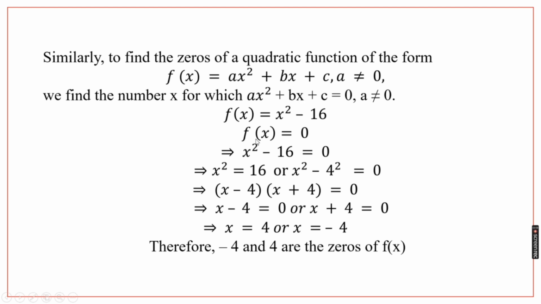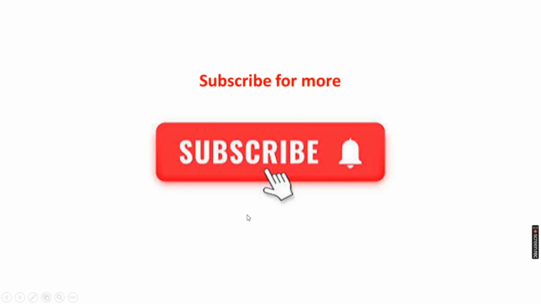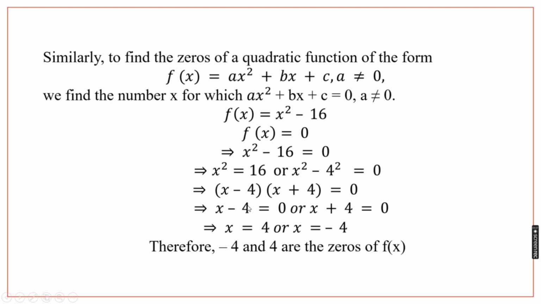When we insert those two values in this function, the function will be absolutely 0. These are the only values that give 0 for the function. So this is all about the zeros of the function.